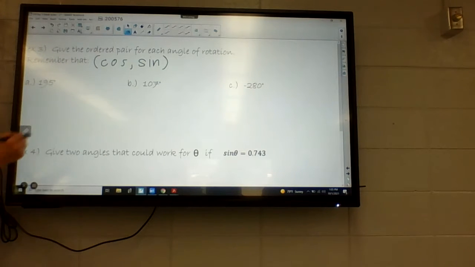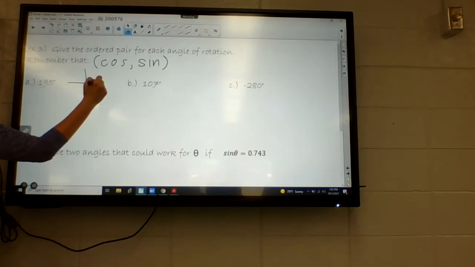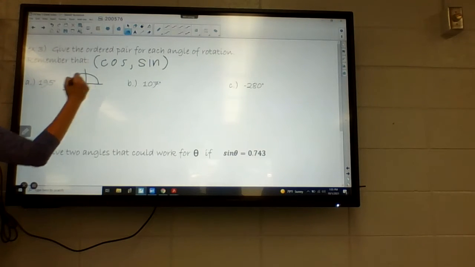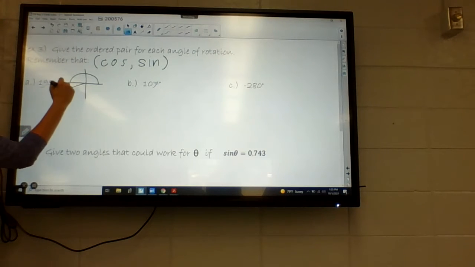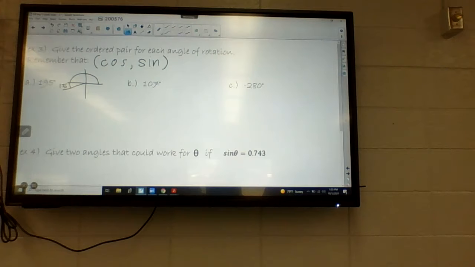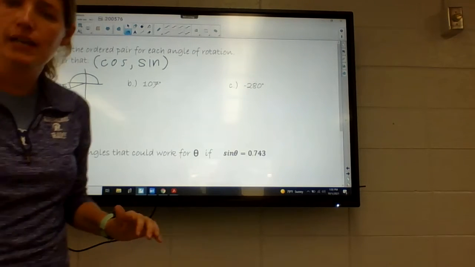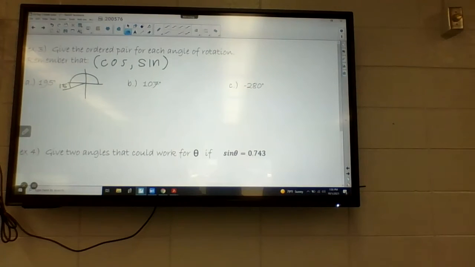Now 195 degrees. Kind of quickly sketching this. What's our reference angle here? 15. Is that a special right triangle? I'm not going to show you a bunch of new special right triangles. There is not a special right triangle with a 15-degree angle. So we don't even need to worry about that. We don't need to set this up in any certain way. We're basically going to figure out the cosine and the sine. They want the ordered pair.